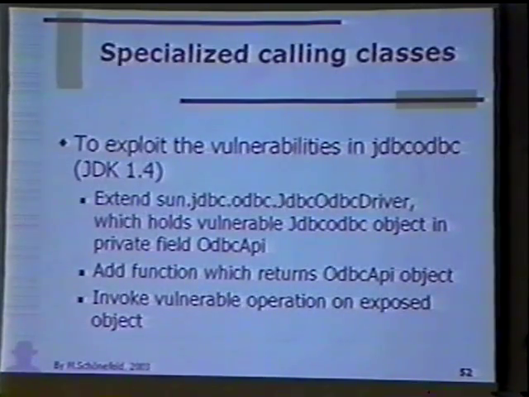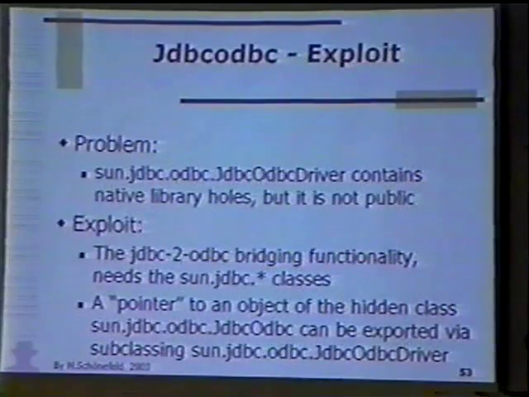So to exploit this vulnerability, to get access to the vulnerable method, I had to build some infrastructure. I had to expose an inner class, and the inner class was the ODBC RP API object, and the ODBC RP object could be used to do some nice stuff. And yeah, the Jdbcodbc RP contained the Jdbcodbc driver, and that has a native library hole, but it was not public, so I had to export it somehow.